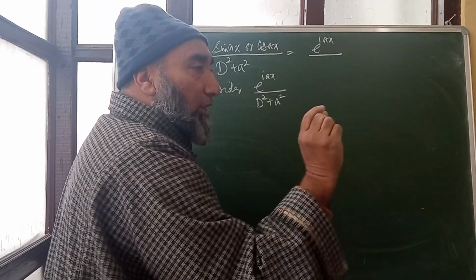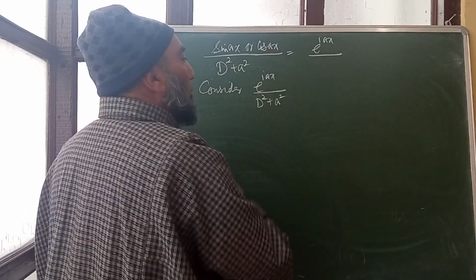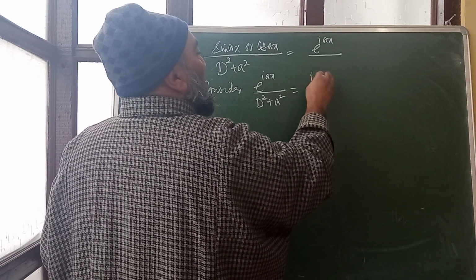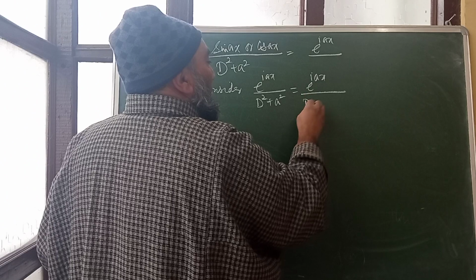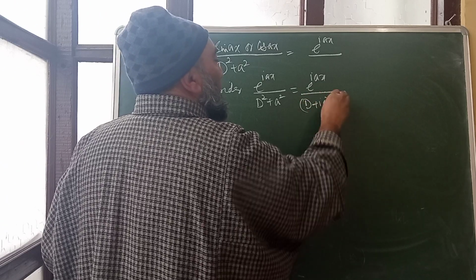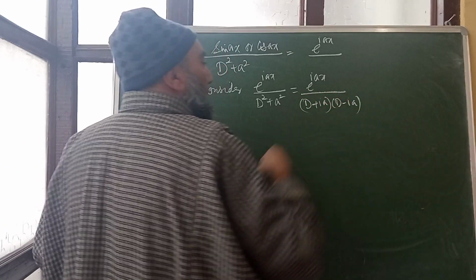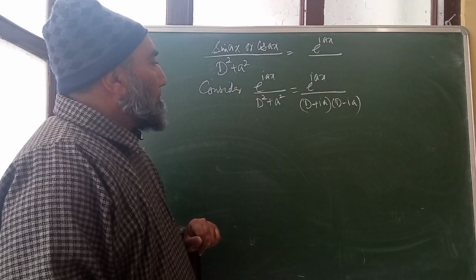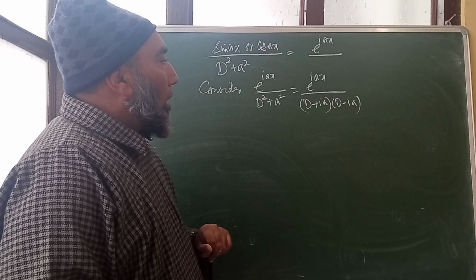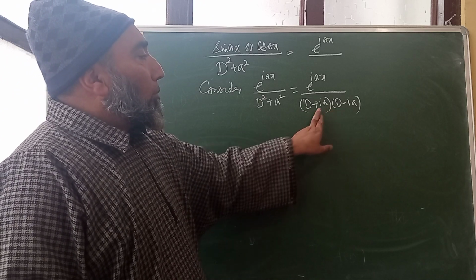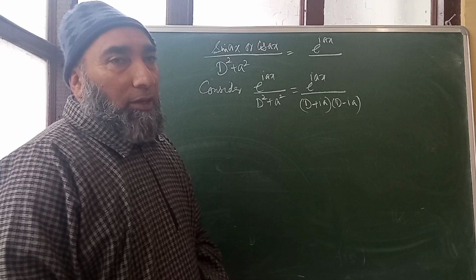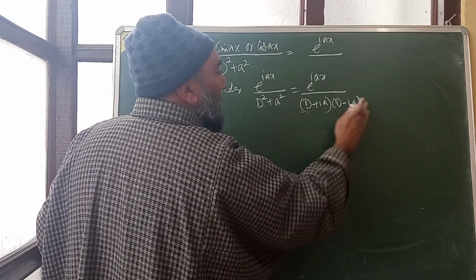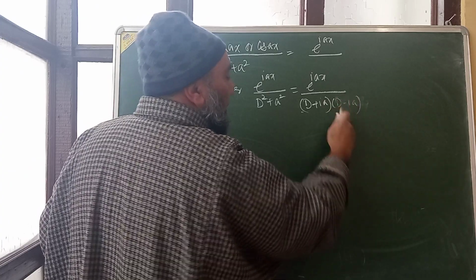Now let me not go to the real and imaginary part yet. This is of the first case. It is e to the power ax upon f of D. What I have to do is replace D by a. What I will do is that this is e to the power iax upon D plus iota a into D minus iota a. Right? I have split it. D square minus iota square a square. What is that? D square plus a square. Now for this, let me suppose that this factor D minus ia is not there.